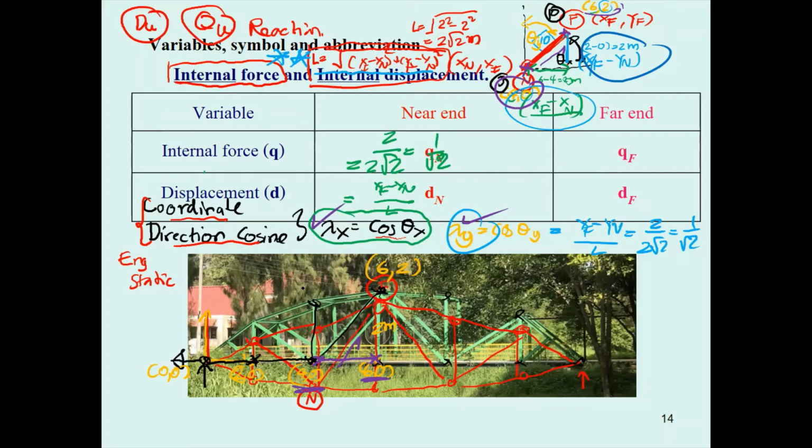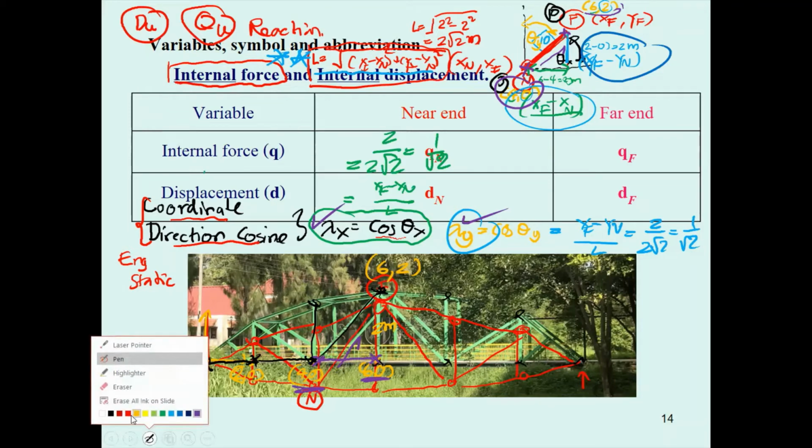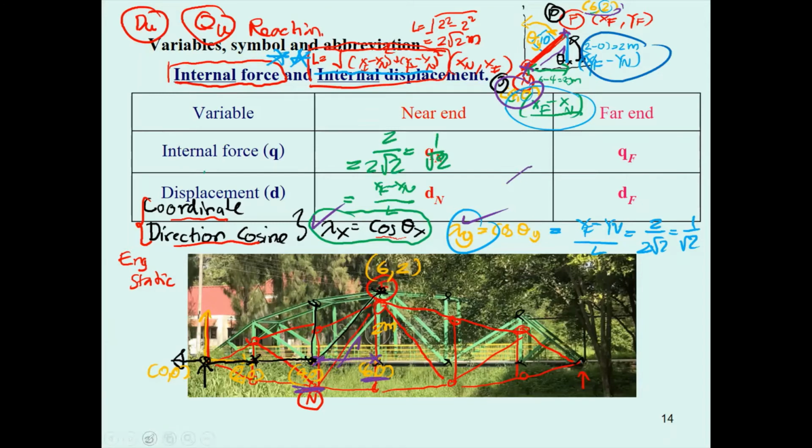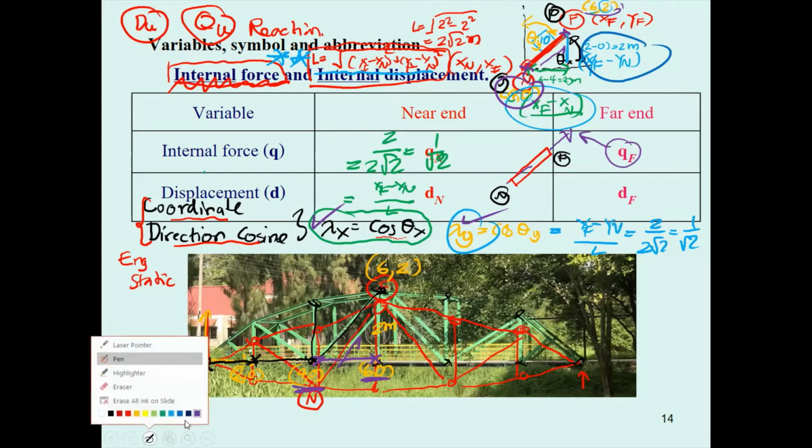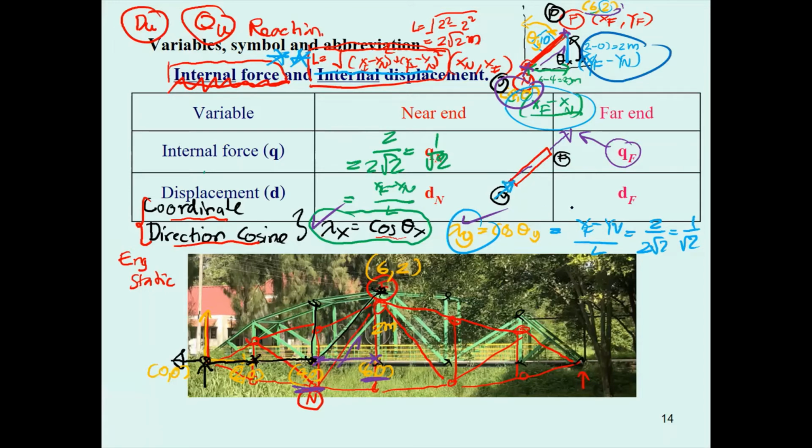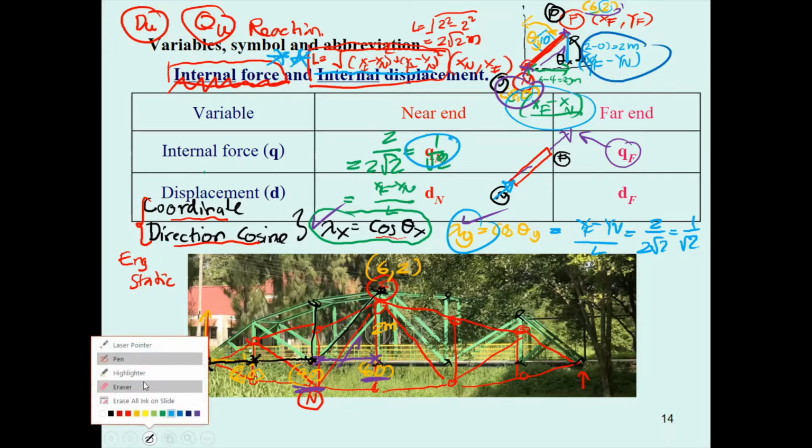Okay, now why am I talking about this? I'm talking about this because the member that we are talking about is going to have forces inside it. It's going to have internal force. Since this is the near end and this is the far end, the force that occurs over here we call Q sub F, the force at the far end, and the forces that occur here we call Q sub N. Let me illustrate this one a little bit.